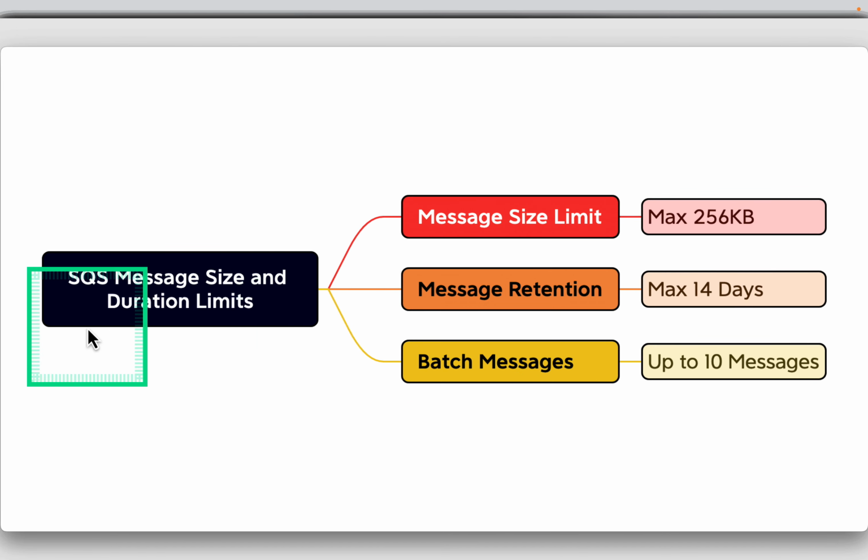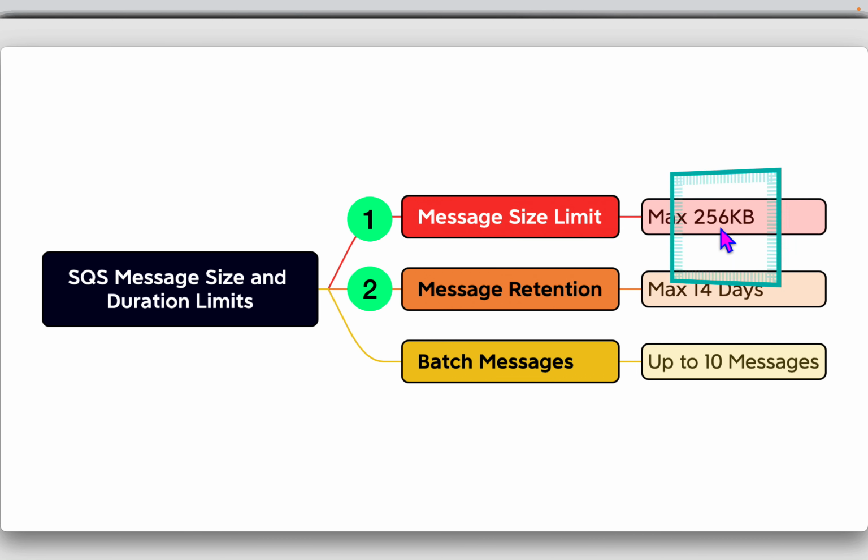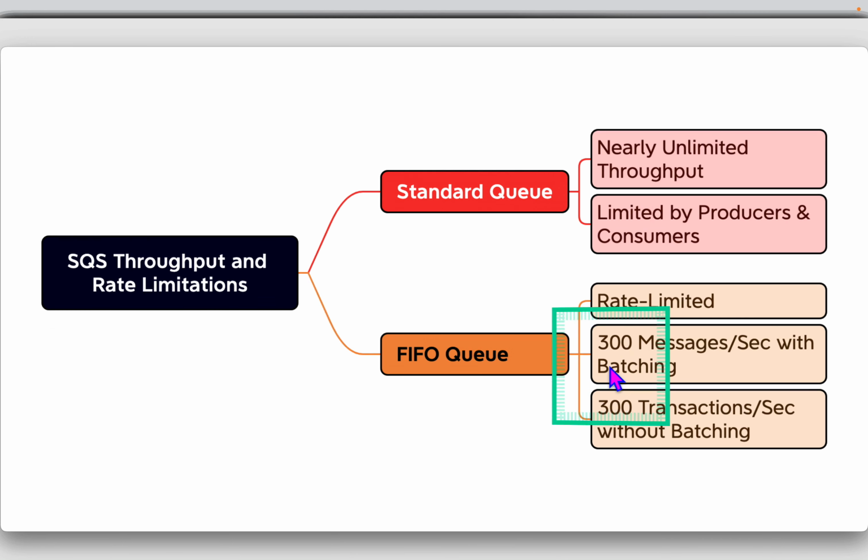SQS message size and duration limits. So we'll just go through some of the limits and some quotas. Message size limit: the maximum size of a message that can be sent through SQS is 256 KB. So this is a limit. Message retention: the messages can be kept in the queue for a maximum of 14 days. Batch messages: up to 10 messages can be sent or received in a batch operation.